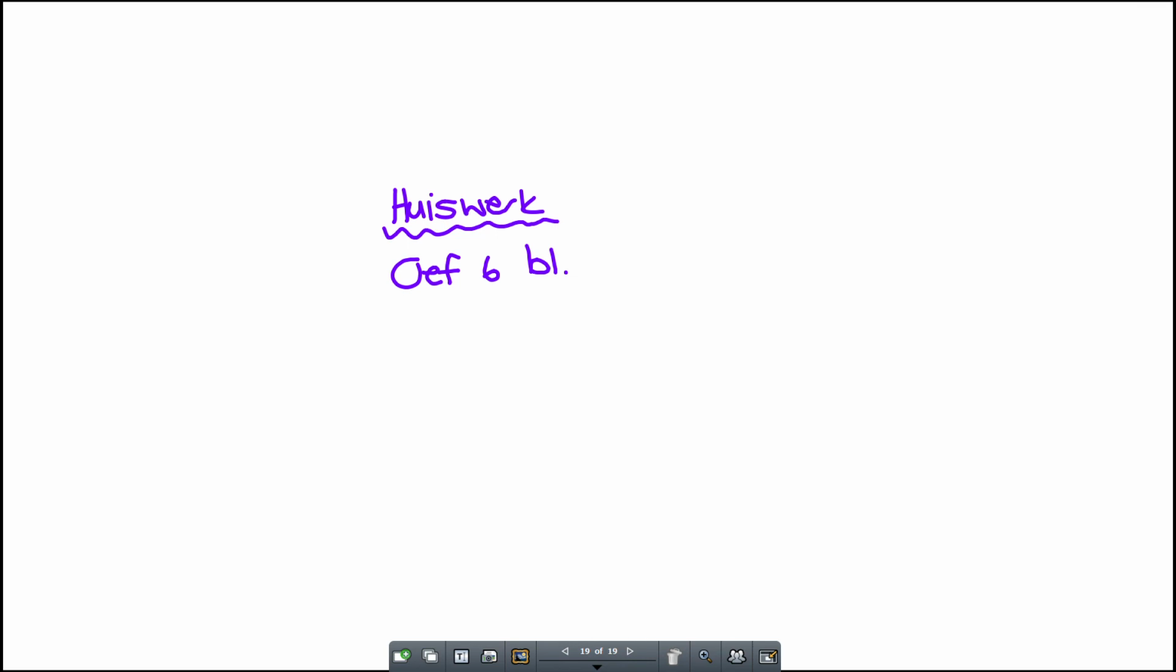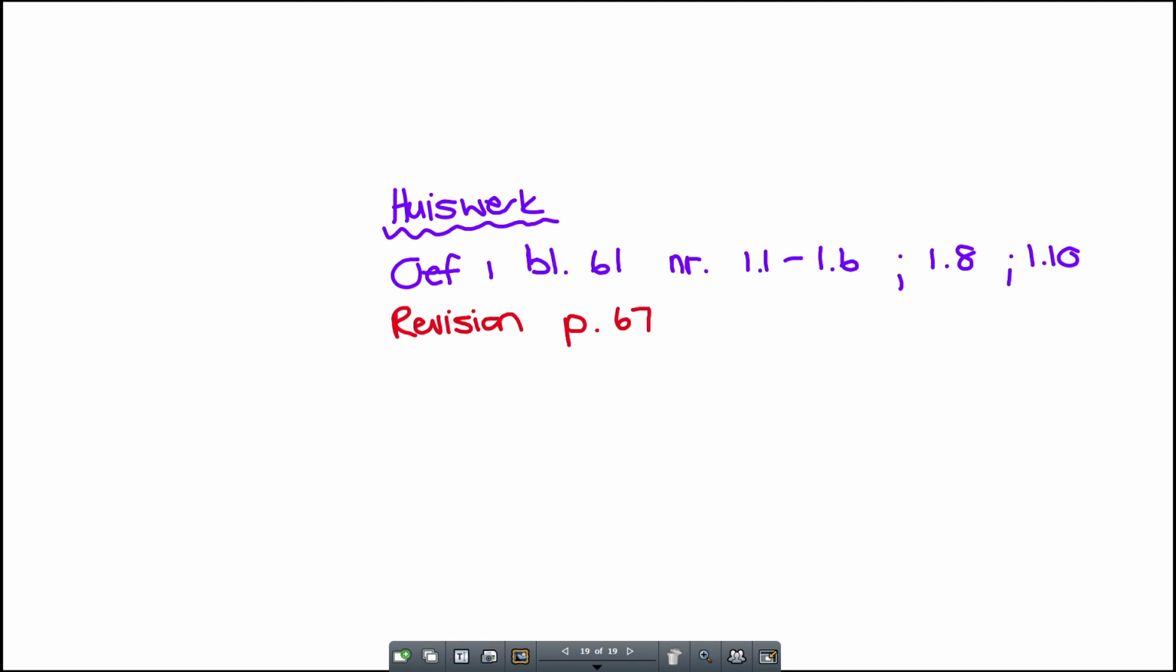Kyk nou hier vir oefening 6. Oefening 1, bladsy 61. Selfde as gister, né? Bladsy 61, dat sy nommer 1.1 tot 1.6 and then 1.8, 1.10 and then nee, revision, nee, dis aan die einde van die hoofstuk. That's on page 67, number 2. Okay, goed.